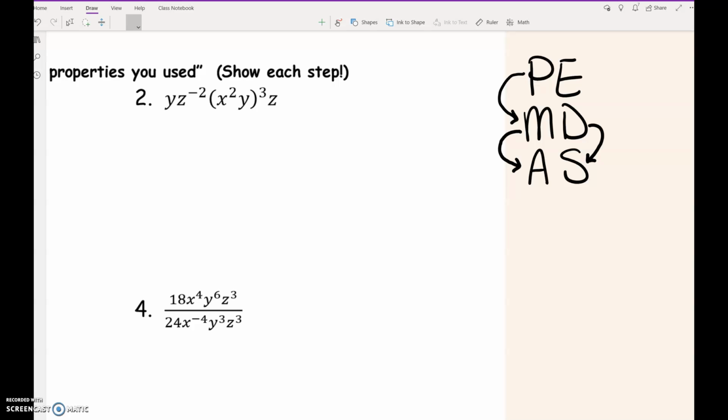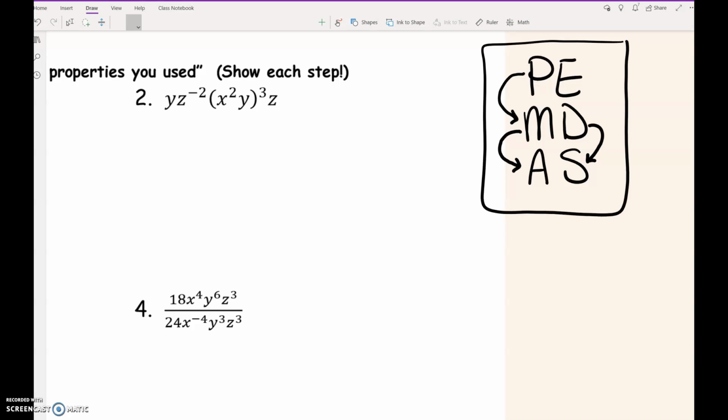The E doesn't really do anything. Sometimes I write exponents next to that. But some of you that maybe struggle to remember the properties of exponents, that might be helpful.